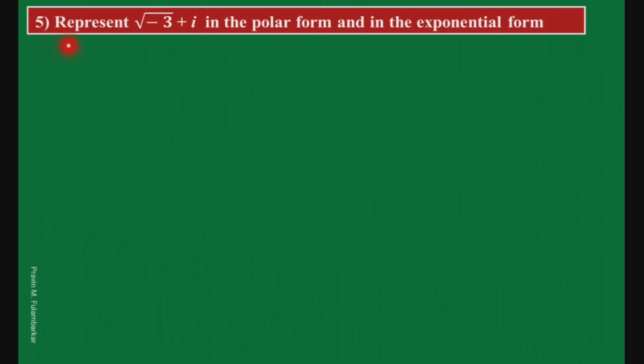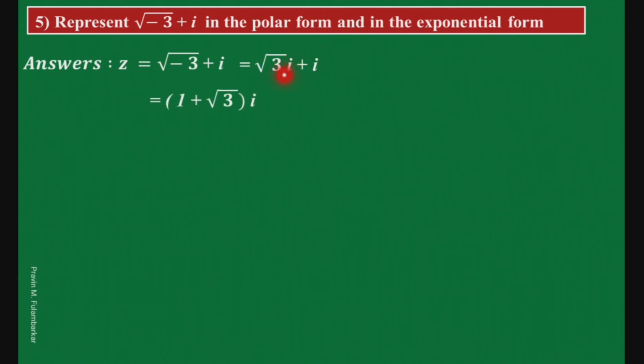Now see question number 5. Represent −√3 + i in the polar form and in exponential form, that is z = r(cos θ + i sin θ) form, and z = re^(iθ) form. So first we write the given complex number z = √−3 + i. So this √−3 we write as √3 i. So we write √3 i plus this i. So both are the imaginary parts. So we take i common. So we write this as (1 + √3)i.